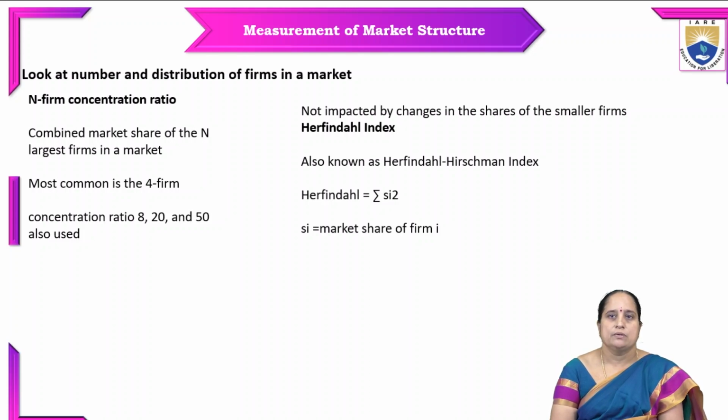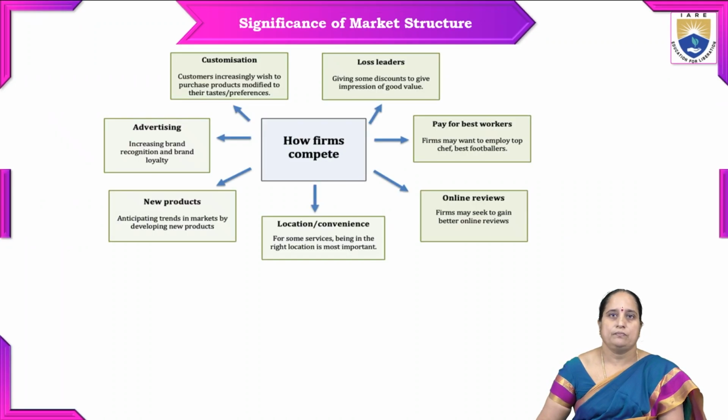Herfindahl-Hirschman index. So this can be decided as the sum of Si square. Si means the market share of firm i. So when you are talking about the market share of an individual firm within the industry size, obviously it will be comparatively less than the concentration ratio.